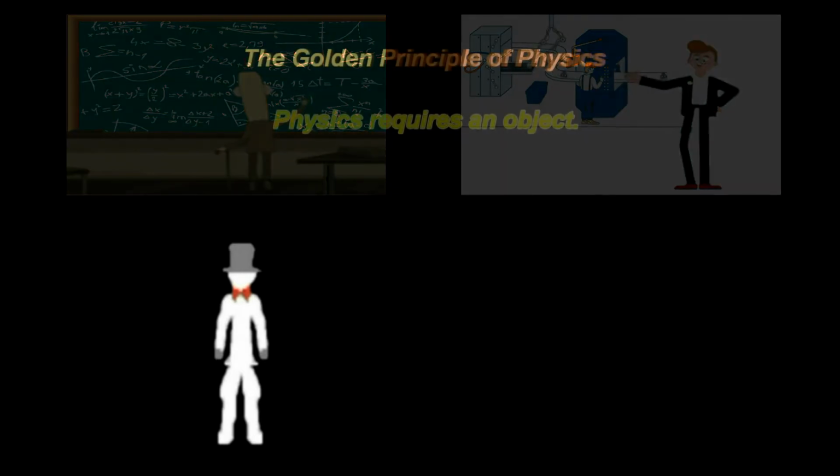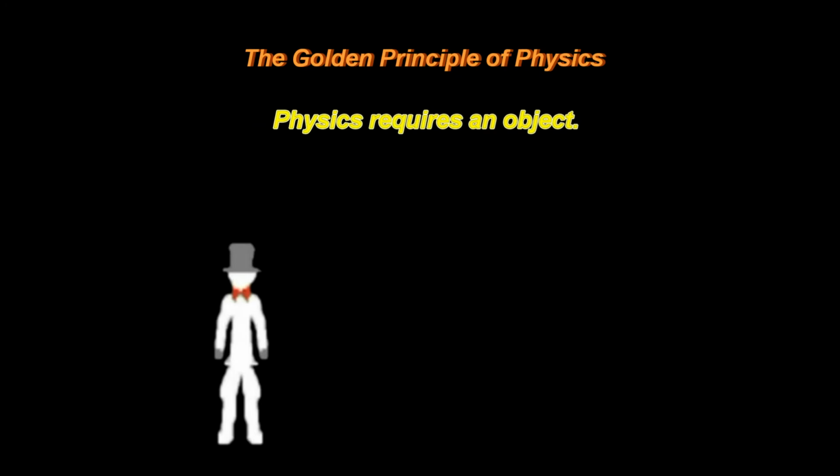Hey Casimir, do you know the difference between a mathematician and a physicist? A mathematician describes a phenomenon with an equation. A physicist simulates a mechanism with objects. The non-negotiable golden principle of physics is that you can't do physics without an object.